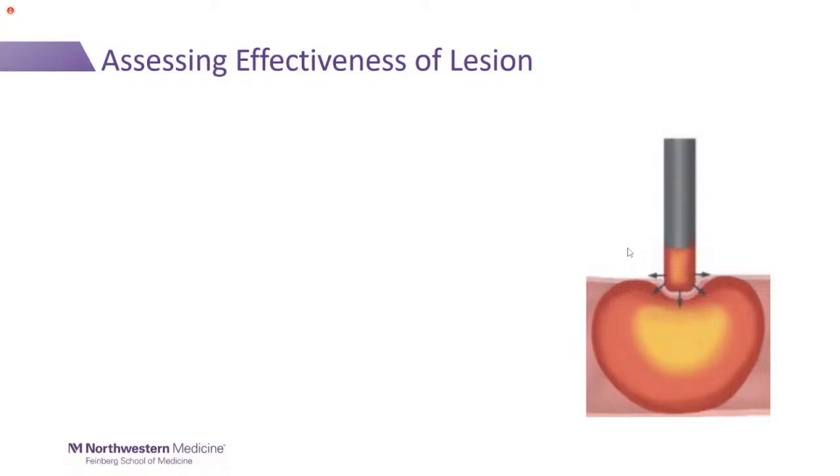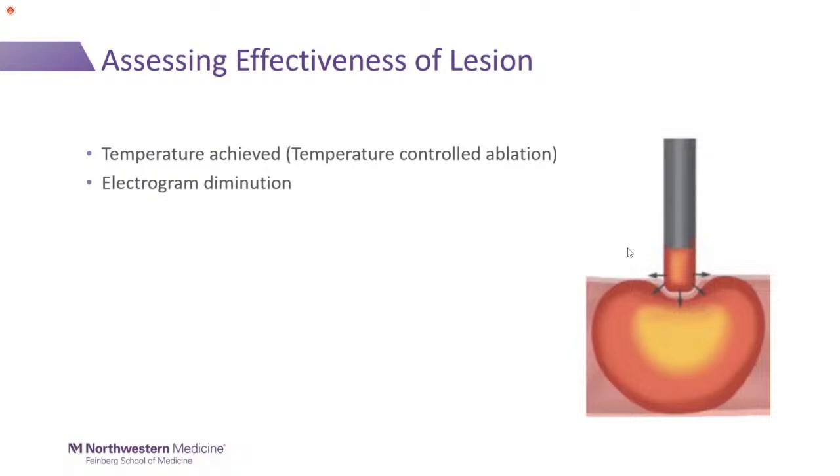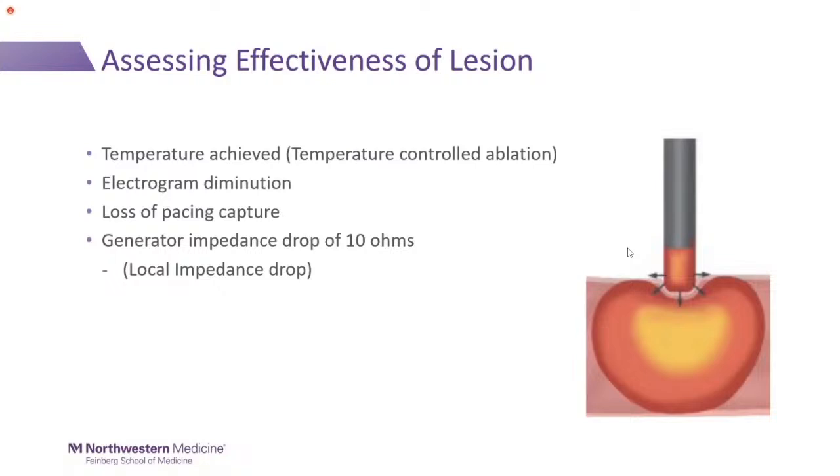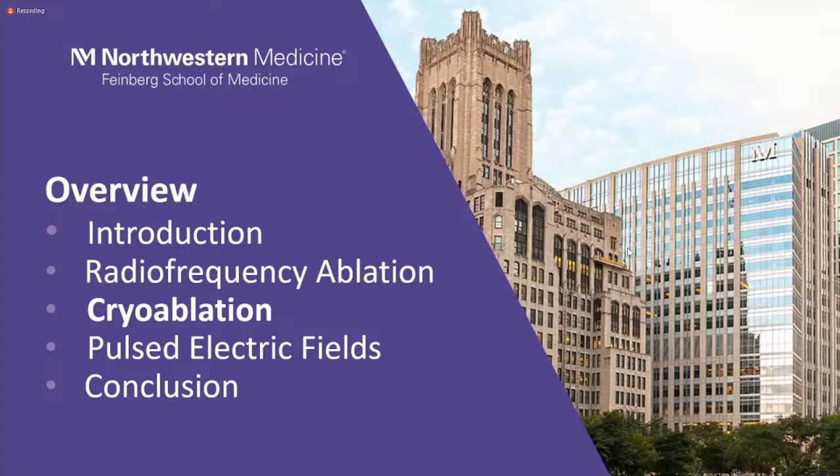There are all sorts of ways of assessing effectiveness of lesions. Temperature achieved, so you want to get to 50 degrees Celsius. Electrogram diminution is nice. Loss of pacing capture, generator impedance drop, all sorts of indices to follow. That's its own talk.